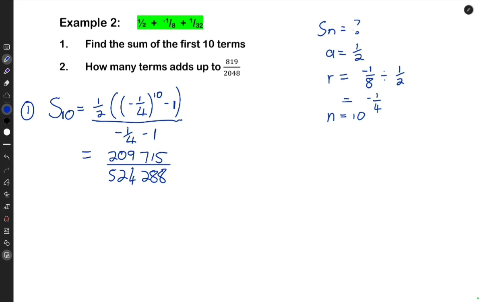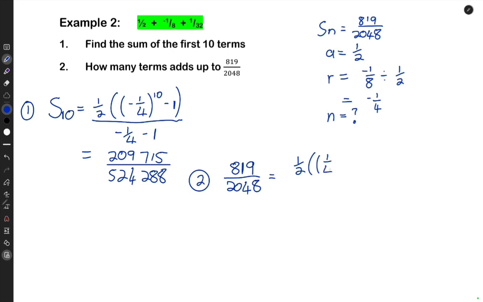Okay, let's update our list. So now they tell me the answer, 819 over 2048. So I know the value of the first however many terms. I know R is still a quarter, but I do not know what N is. Let's work it out. So I'm going to start by subbing this into the place of Sn. I know the A value. My R value is minus a quarter, minus 1. And this is to the power N because I'm working out how many terms I must add.